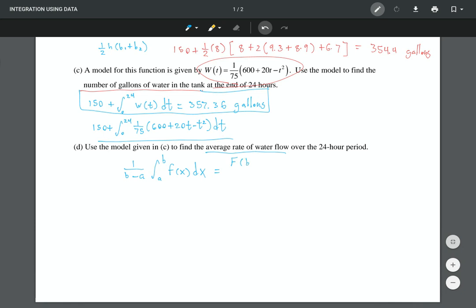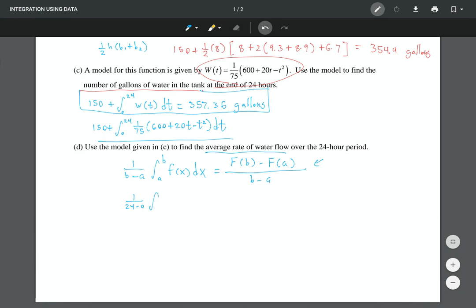You could do it like this: F of b minus F of a, capital F standing for the antiderivative of lowercase f, over b minus a. So that should look really familiar to you. That looks like the slope of a line, all right? So that's really all we're talking about. Now, because we don't really have this information, all we're going to have to do on the calculator is 1 over 24 minus 0.